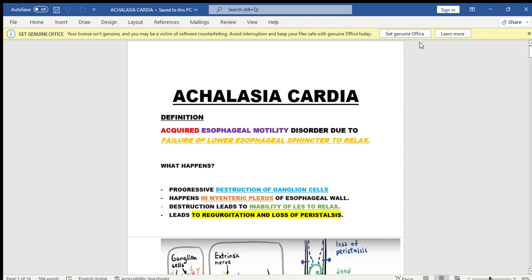So today we'll be dealing with a good topic called Achalasia Cardia. So without further delay, let's get into today's topic.